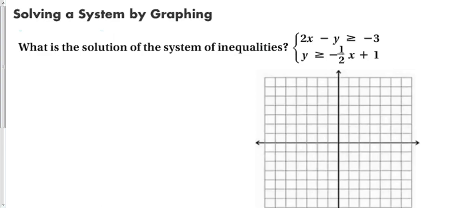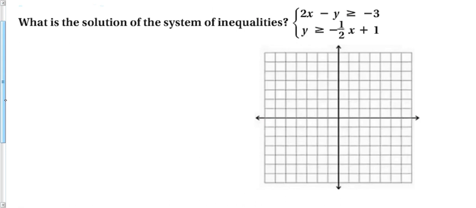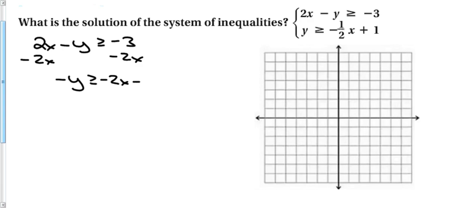When we solve the system with graphing, we always want to remember the easiest way to graph a line. We want to make sure it is in slope-intercept form, because that's going to be the easiest way. Let's take a look at the first inequality: 2x minus y is greater than or equal to negative 3. That's not in slope-intercept form. So let's subtract 2x from both sides, giving me negative y is greater than or equal to negative 2x minus 3. Then I'm going to divide everything by negative 1. Remember the cardinal rule of an inequality: when you multiply or divide by a negative number, you must switch the inequality sign. So it switches from greater than or equal to less than or equal to, and it changes to 2x plus 3.